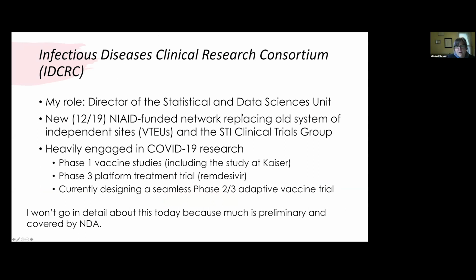I'll give a little background on this group called the Infectious Disease Clinical Research Consortium. This is a grant that I applied for last January. The leadership group is at Emory, and it's funded through NIAID, and my role is the director of the Statistical and Data Sciences Unit. We started funding in December last year. We had our first meeting in January, and it's really funny to look back on that meeting.